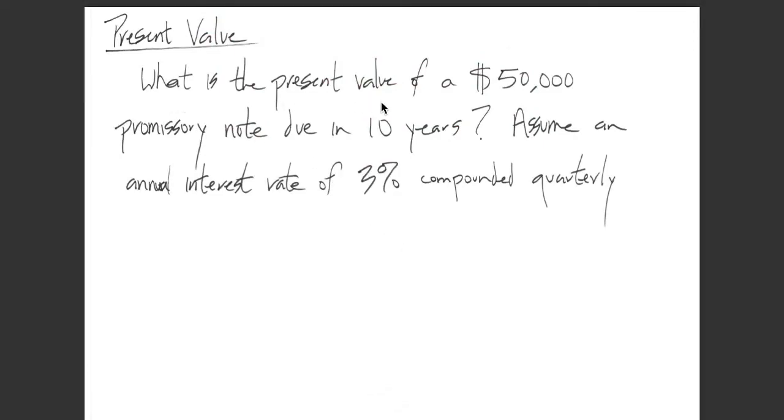What is the present value of a $50,000 promissory note due in 10 years? So this means somebody's promised to pay you $50,000 in 10 years. Let's assume an interest rate of 3% compounded quarterly. And of course, we're going to ignore any sort of shocks that would invalidate the promissory note. We're going to assume the promise is ironclad. Well, the basic idea here is again just the compound interest formula.